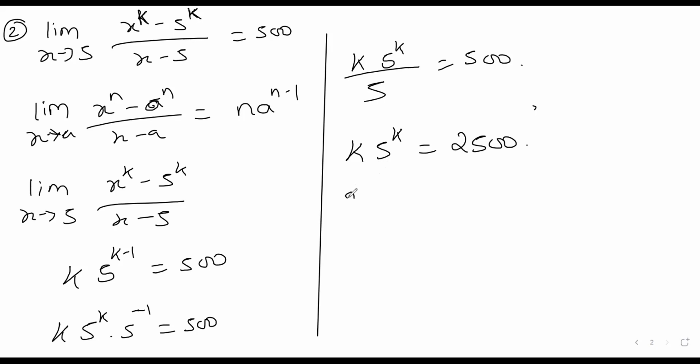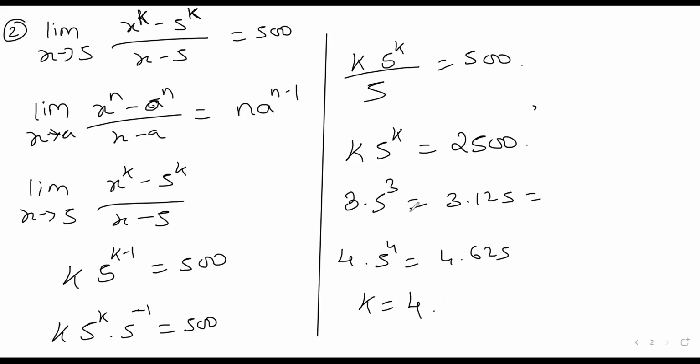3 into 5 raised to 3. It is 3 into 125. 3 into 125, is it 2500? No. It is 375. Let us take 4. 4 into 5 raised to 4. 4 into 625. It is 2500. So k is 4.